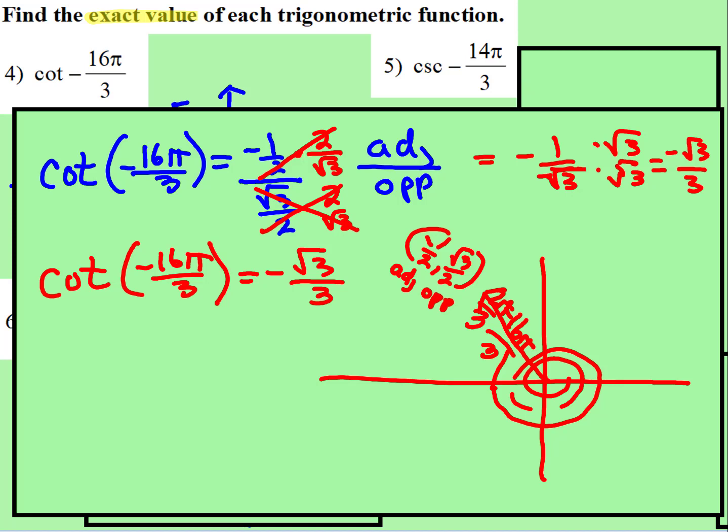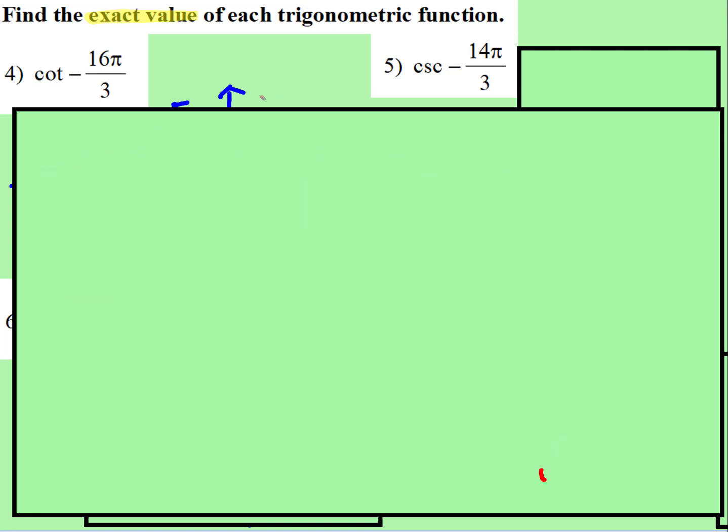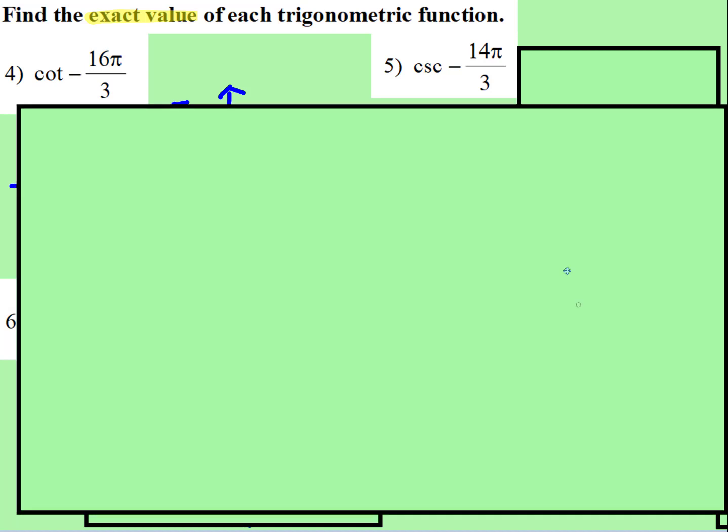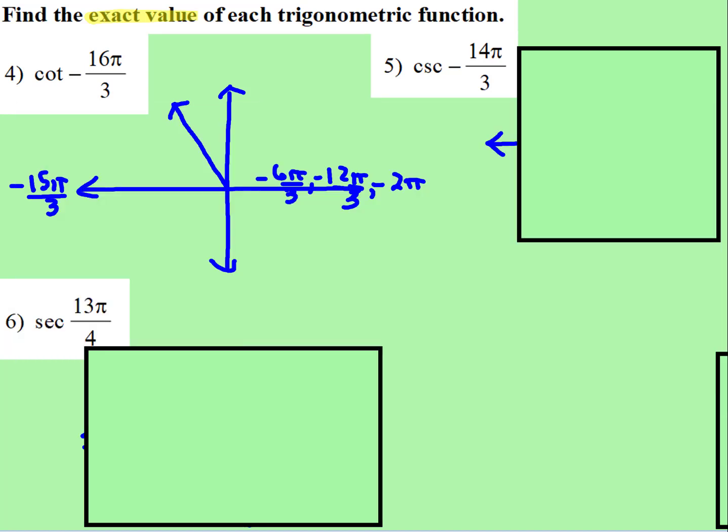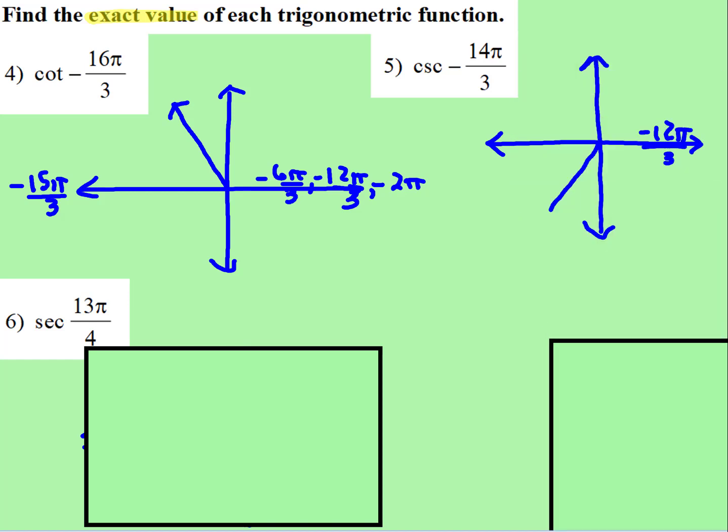You draw the graph. So let me do this. Negative 14 pi thirds. So again, negative 12 pi thirds. This was negative 15 pi thirds. So we have to stop short. Negative 12 to all the way over here is negative 15. So right there is negative 14 pi thirds.